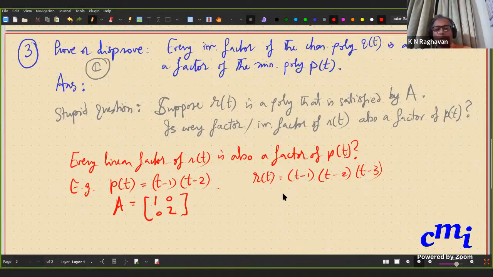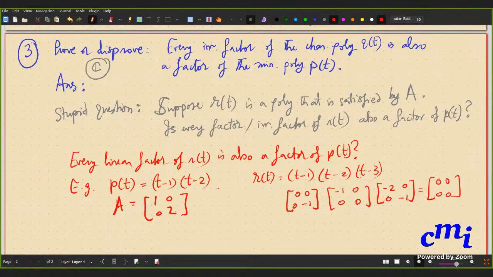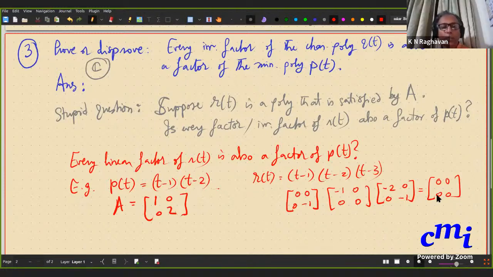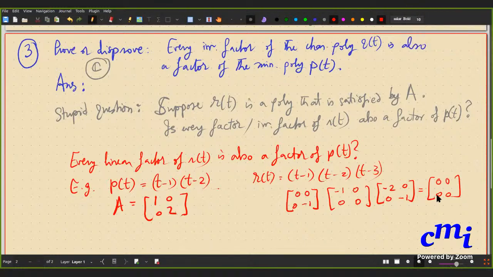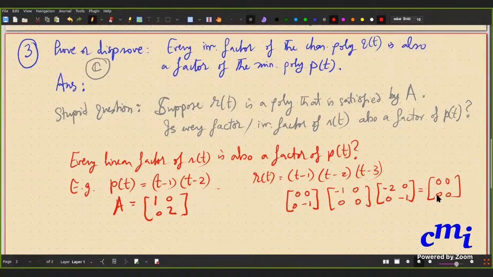Yeah, we can actually work it out. If I put A minus 1, I get 0, 0, 0, minus 1. A minus 2 will give me minus 1, 0, 0, 0. A minus 3 will give me minus 2, 0, 0, minus 1. And multiplying these matrices, I get 0. So it does satisfy. Any polynomial that P(t) divides satisfies it, but you can just add some factor, right? Is this clear? Yes, sir.